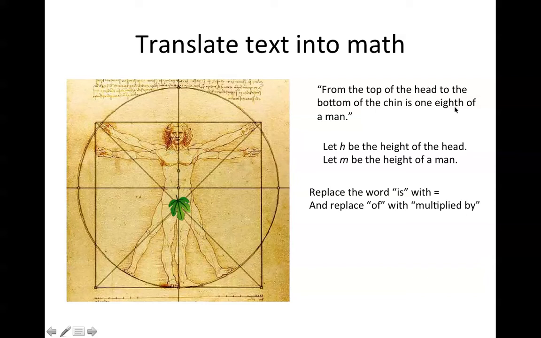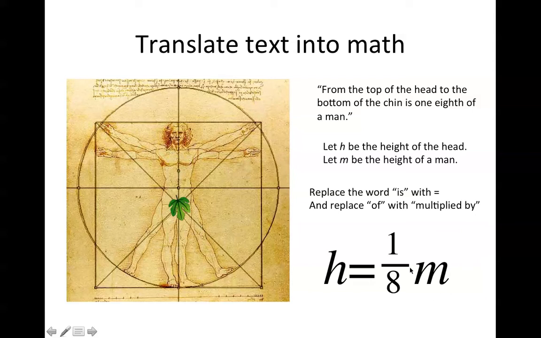So here's what this looks like. h is equal to 1/8 m. So let me translate this back into English. The height of the head is 1/8 of the height of the man.